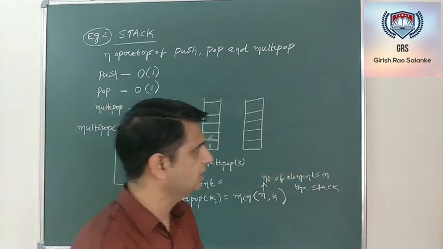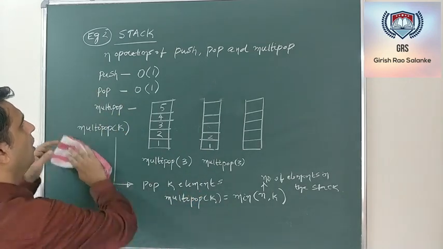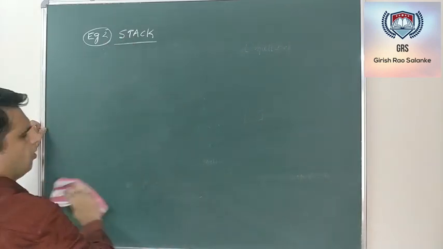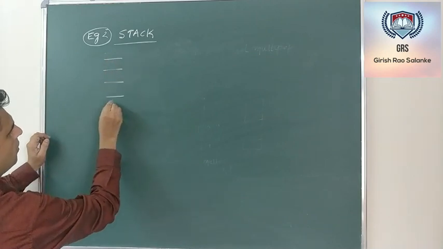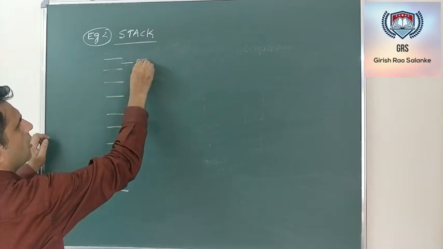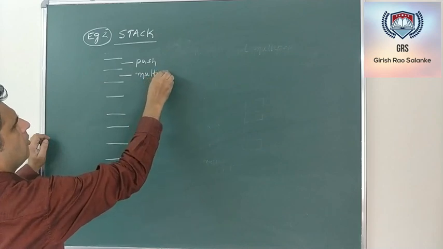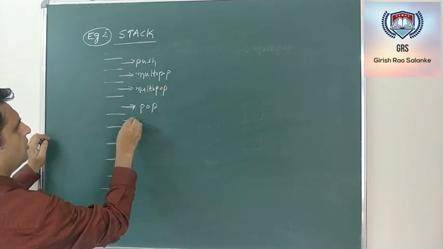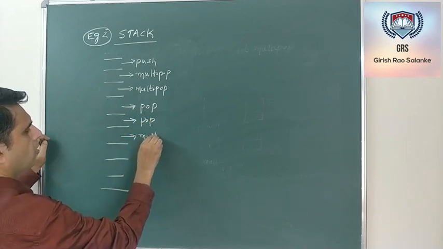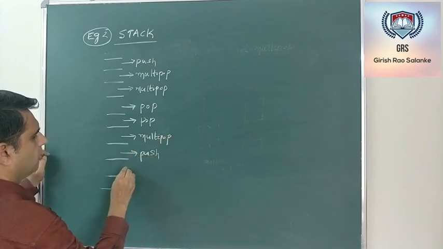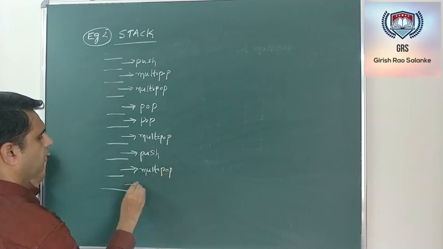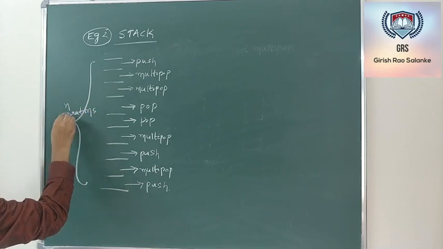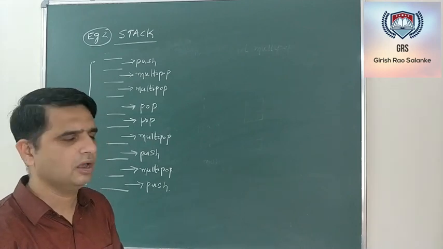Now, these are the three operations that I need to perform n times. That means the whole sequence of push, pop and multi-pop operations, I need to perform n number of times. Assume that this is my push operation, this is my multi-pop operation, this is once again my pop, this is a multi-pop, this is push, this is multi-pop, and once again this is push operation. So totally there are n operations. Out of these n operations, some are multi-pop, some are push and some are pop operations.